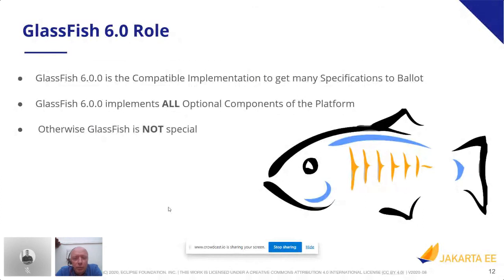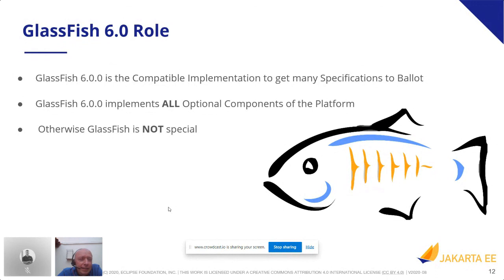So as I said, just to summarize where its role is, it's one of the compatible implementations, but it's currently the one that's getting used to get many of the specifications to ballot. So it's not just the platform spec, which is obviously the big one, which is the whole of Jakarta EE 9. It's also used to ballot things like EJB, Jakarta concurrency, Jakarta connectors. They're all implemented in GlassFish.